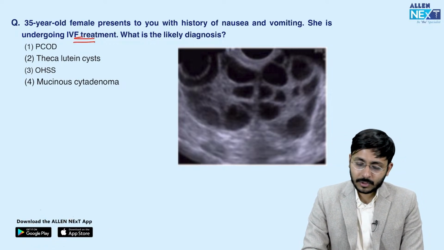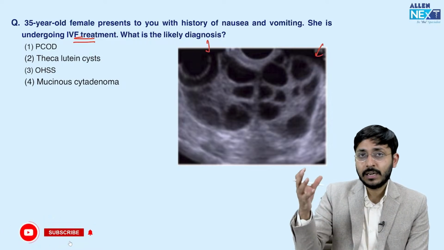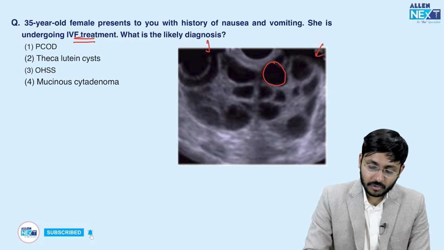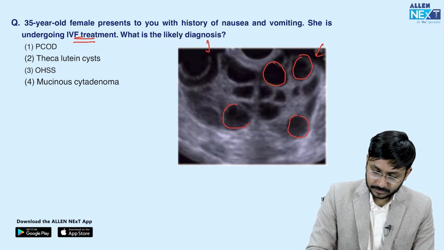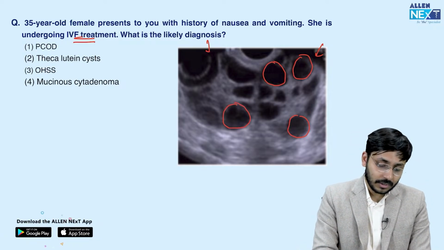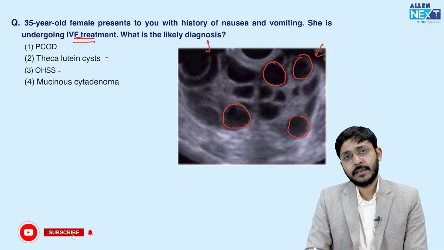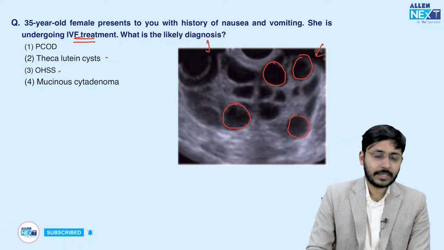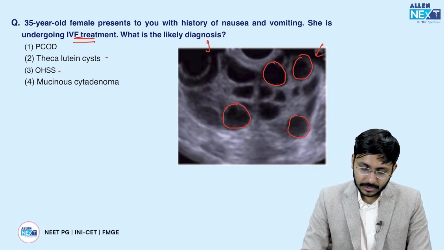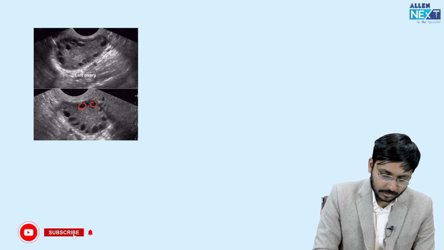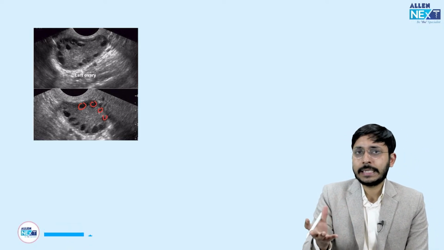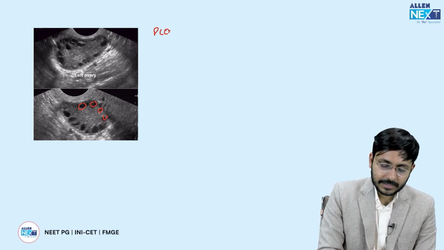So we see that the bilateral ovaries are bulky, they are very large, and they have these multiple follicles within. Now, these multiple follicles are not very small, they are big follicles. Okay, so it can either be a theca lutein cyst or it can be OHSS, but in the options we are given that the patient is undergoing IVF treatment, so the answer here will be OHSS. Similarly, if you are given multiple small follicles, but the individual follicles are very small and the ovaries are bulky, in that case the answer will be PCOS, polycystic ovarian syndrome.